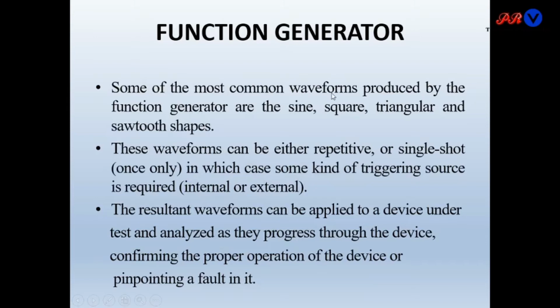Some of the most common waveforms produced by the function generator are the sine wave, square wave, triangular wave and sawtooth shapes. These waveforms can be either repetitive or a single shot, means only once, in which case some kind of triggering source is required, means we can trigger our signal with internal or external sources.